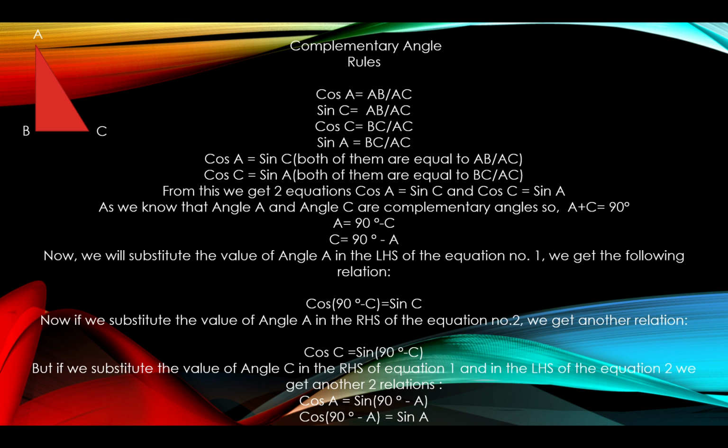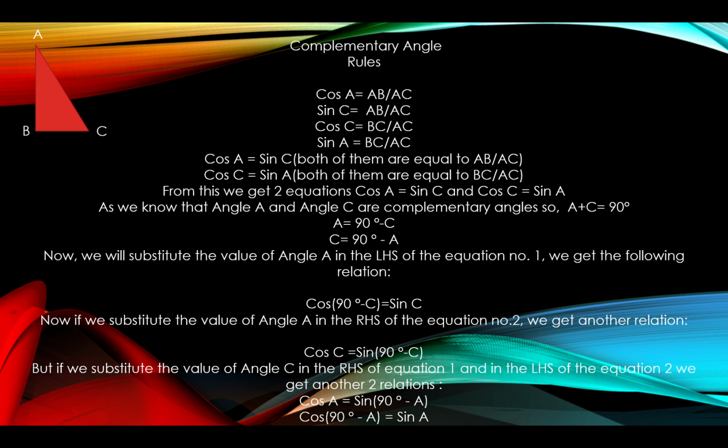As we know that angle A and angle C are complementary angles, so A plus C is equal to 90 degrees, and A is equal to 90 degrees minus C, and C is equal to 90 degrees minus A. I got these on transposing the variables C and A to the needed side.